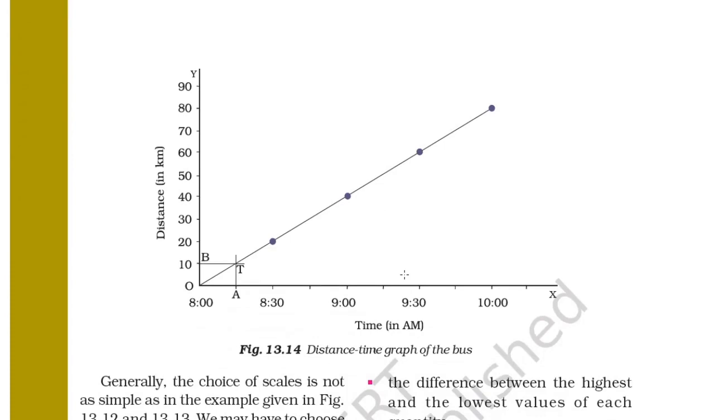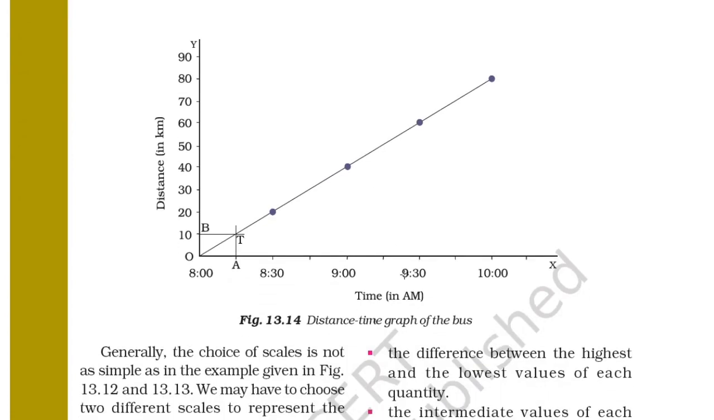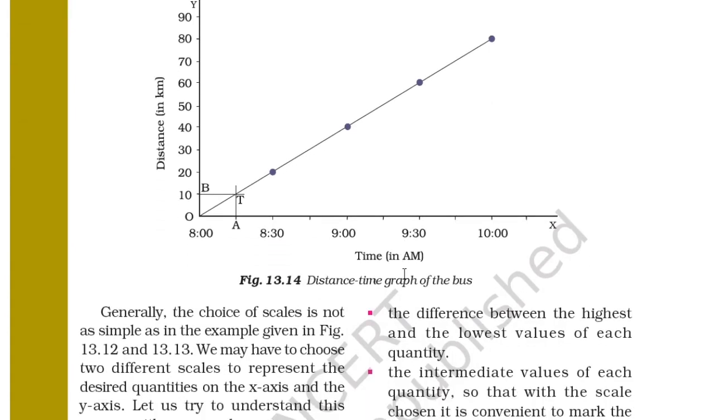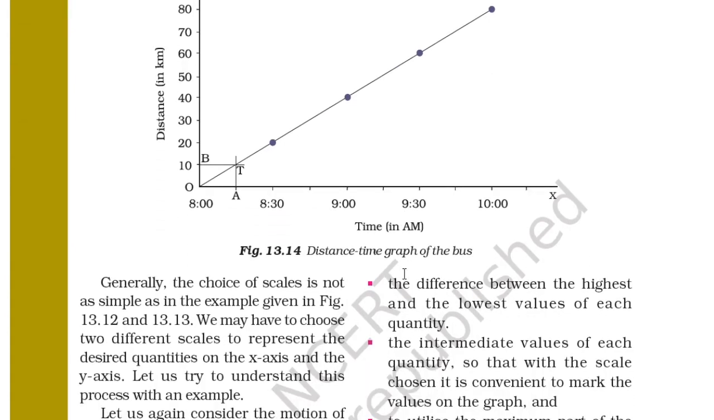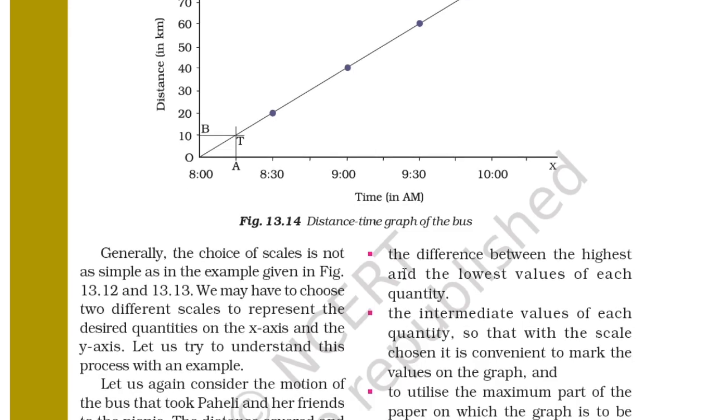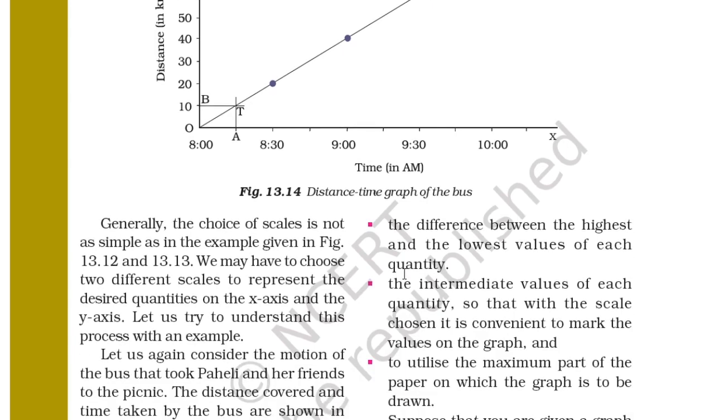So here is another example of the distance-time graph of the bus. Generally, the choice of scale is not as simple as it is in the examples given in figures 13.12 and 13.13. We may have to choose two different scales to represent the desired quantities on the x-axis and the y-axis. Let us try to understand this process with an example.